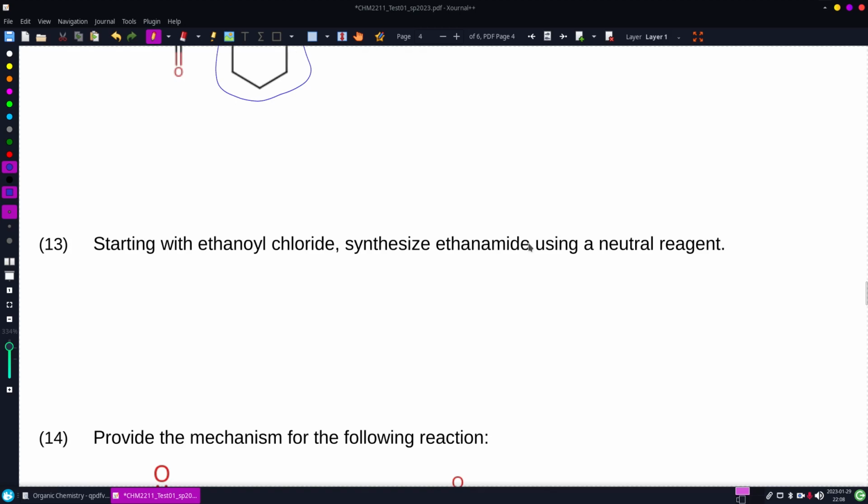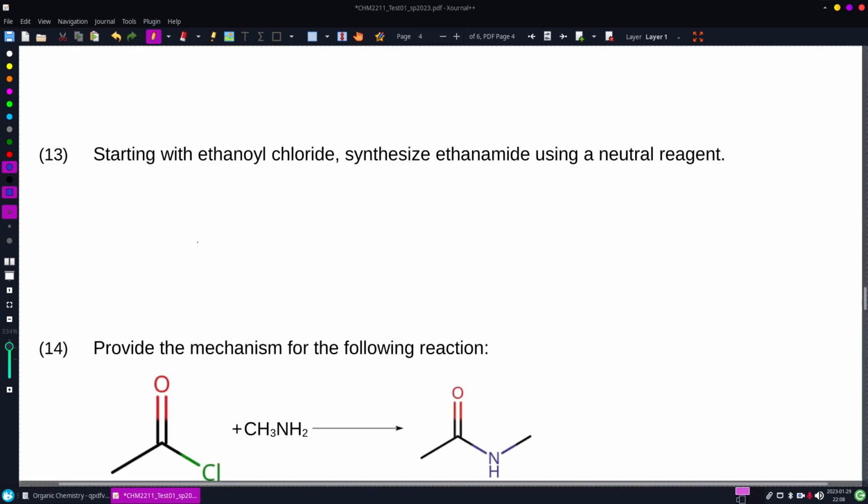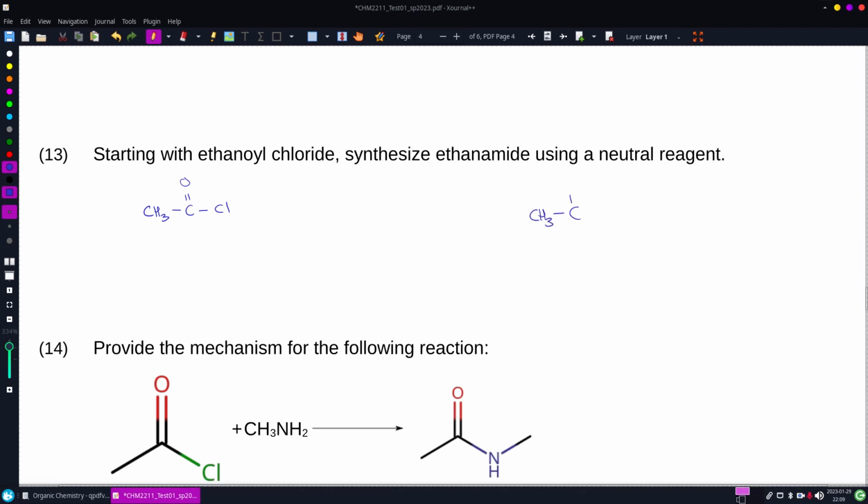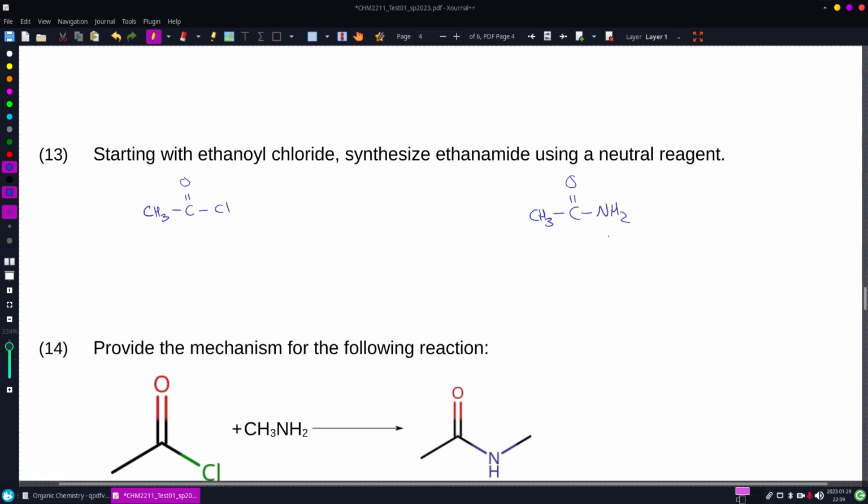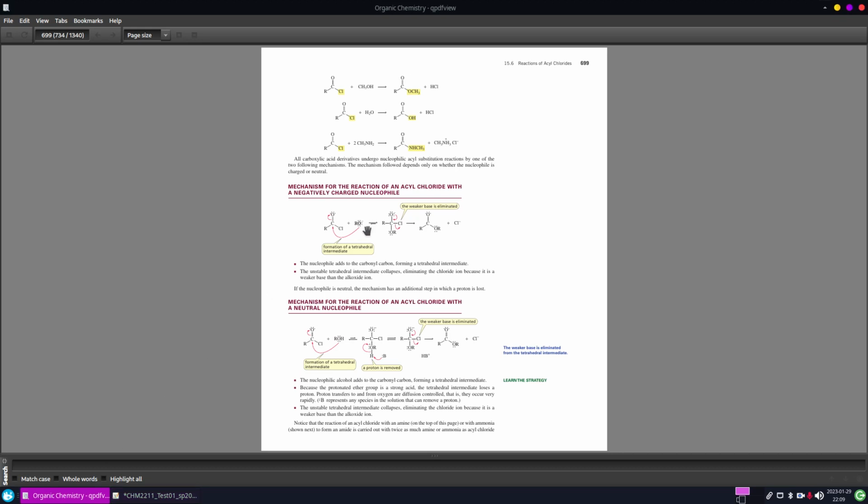Alright, question 13. Starting with ethanoyl chloride, synthesize ethanamide. That's mostly straightforward because it says neutral reagent. We don't really have much choice on that. We follow how our book introduces it. You could do an NH2 negative, but NH3 is typically more what we'd expect anyway.